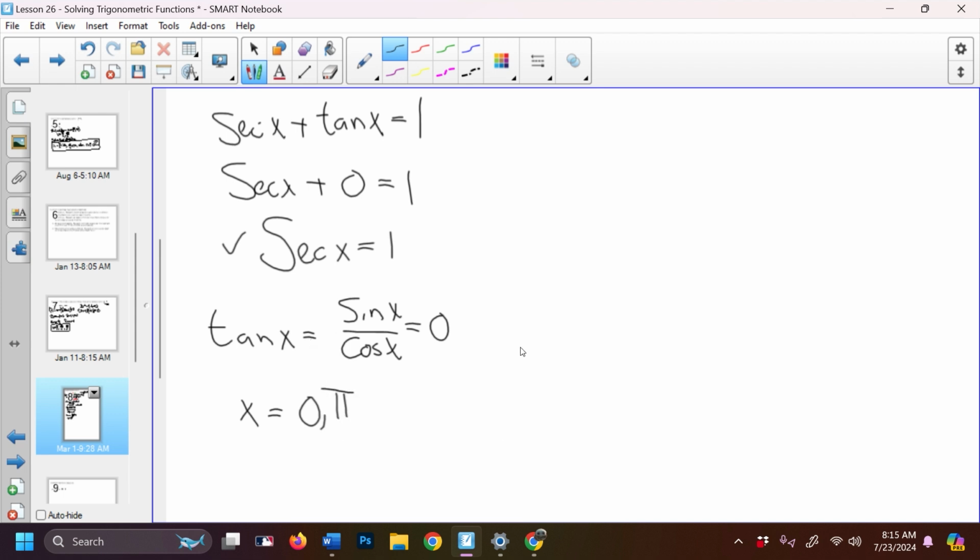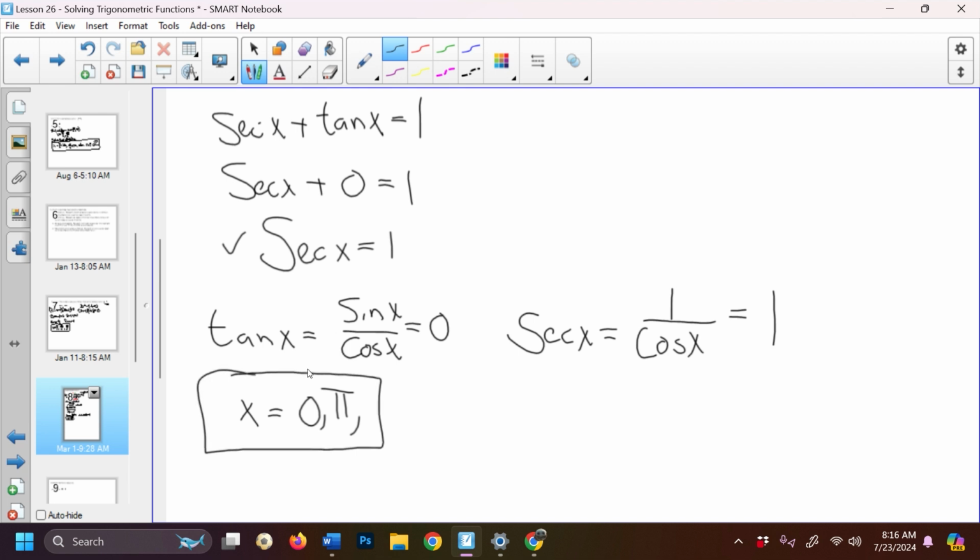Now I also need to know where secant is equal to 1. So secant of x is equal, if you remember, to 1 over the cosine of x, and I need that to be equal to 1. Now the only way this fraction can be equal to 1 is when cosine is equal to 1. And cosine is equal to 1 only at 0. So these are my only two solutions for this problem.